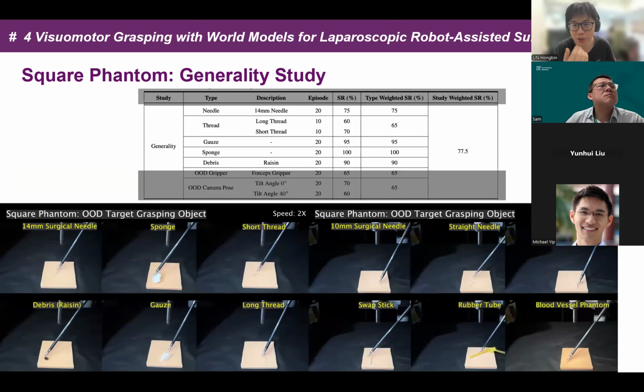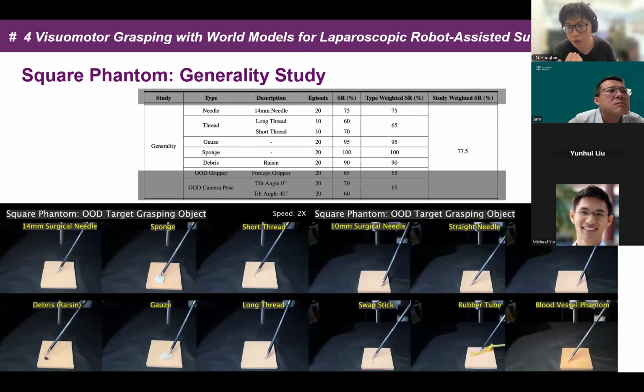To evaluate the generality, we evaluate our controller to adapt to out-of-distribution target objects, OOD gripper and OOD camera pose. For the OOD target object, we test 5 types of target objects: needle, thread, gauze, sponge, and debris. We achieve a success rate of above 65%. Among all the target objects, grasping thread is the most challenging.